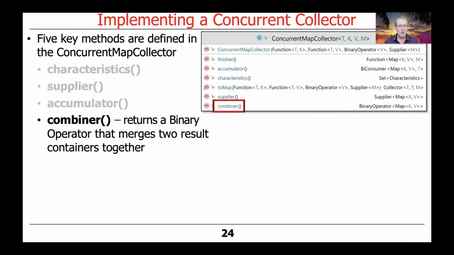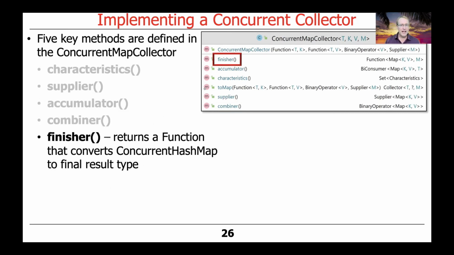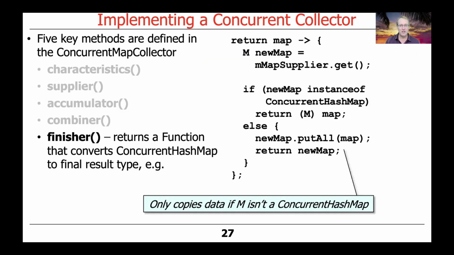There's also a combiner, which returns a binary operator that merges 2 result containers together. So if you have 2 maps that need to be merged, then you just take the contents of one and merge it with the contents of the other. You might think at first glance that you don't need this method because this is a concurrent collector, but because of some things we do, we actually do need to have this method, and it gets called one time, and we need it to be there. And then the final method here, which is really the most interesting one, is the one that's called the finisher. It returns a function that converts the ConcurrentHashMap to the final result type. And let's take a look and see what it looks like, because it's really interesting.